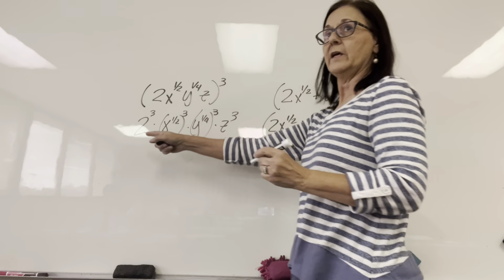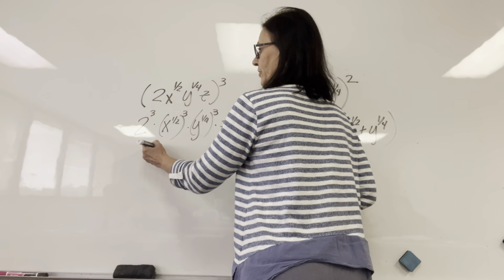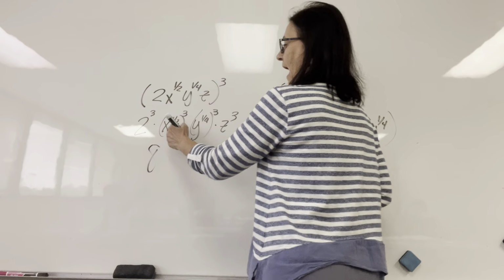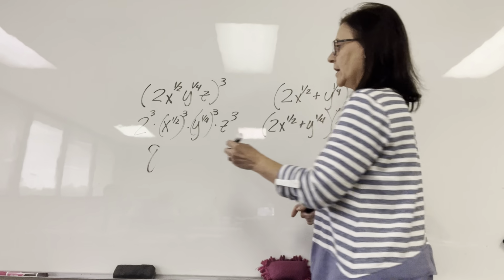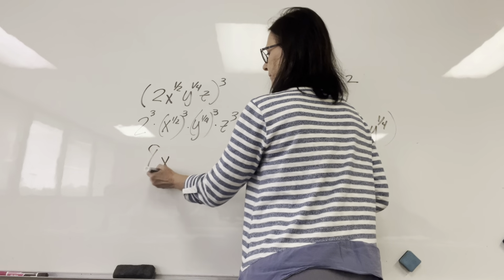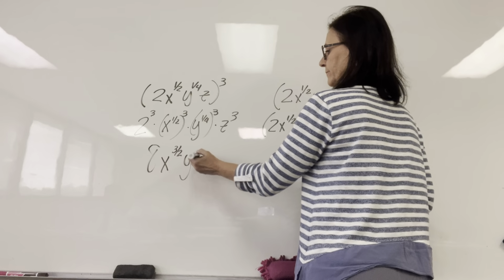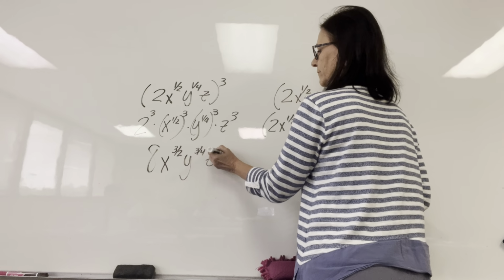All right, so 2 cubed is? That should have been a quick answer. 2 cubed. Come on, guys. 8. Power raised to a power, what's the rule? We multiply. 1/2 times 3. X to the 3/2. Y to the 3/4. z cubed.